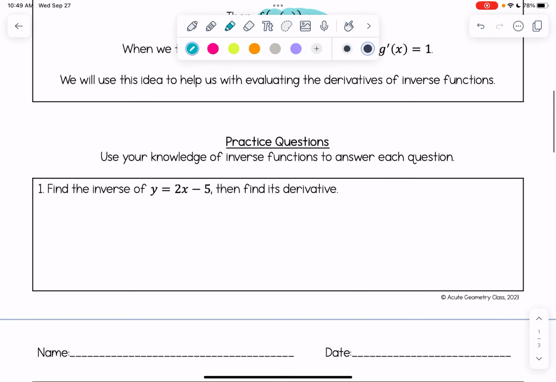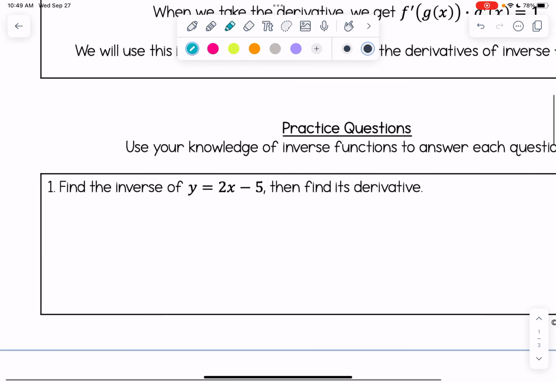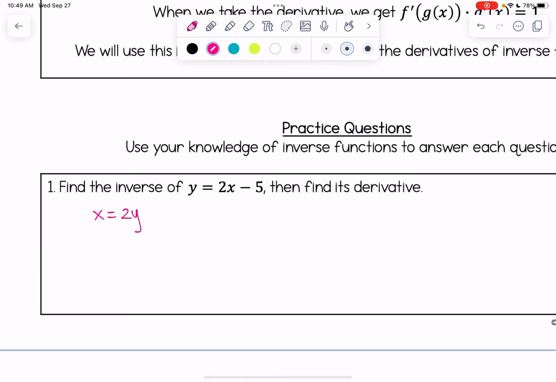All right, let's take a look at some practice questions. First, let's start off with something relatively simple. We're going to find the inverse of y equals 2x minus 5, and then we're going to find the derivative of that. All right, when we find an inverse, we're going to switch x and y. So I have x equals 2y minus 5. And then we want to resolve for y.